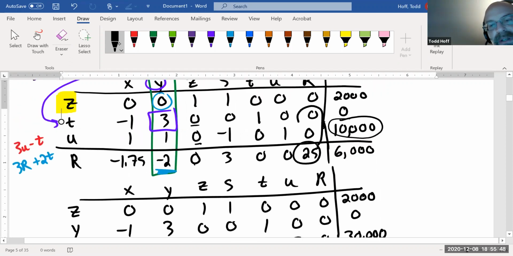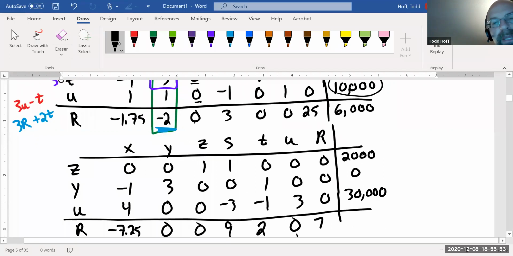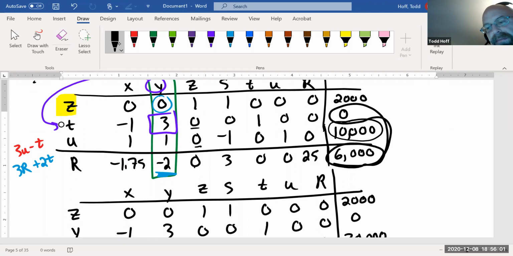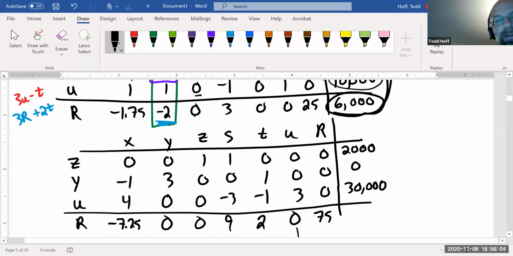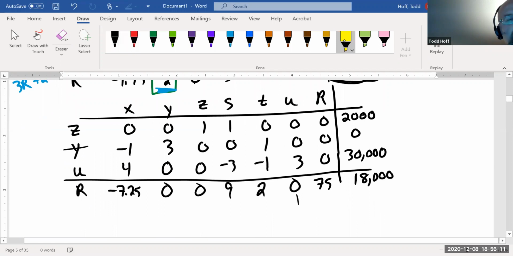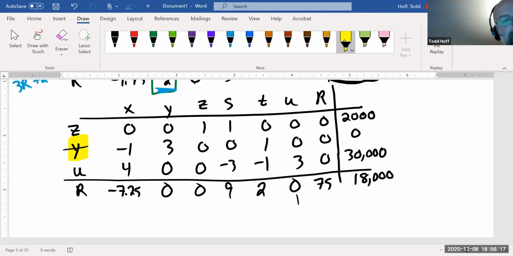3 times 25 plus 2 times 0 is going to be 75. And again, here's our big change in the last one here. 3 times 6 is 18, plus 2 times 0 is just going to be 18. So 18,000. So there's our next tableau. Notice again that this is no longer the T row, it is the row Y. However, there's still negative value in the bottom row, so we are not done yet.